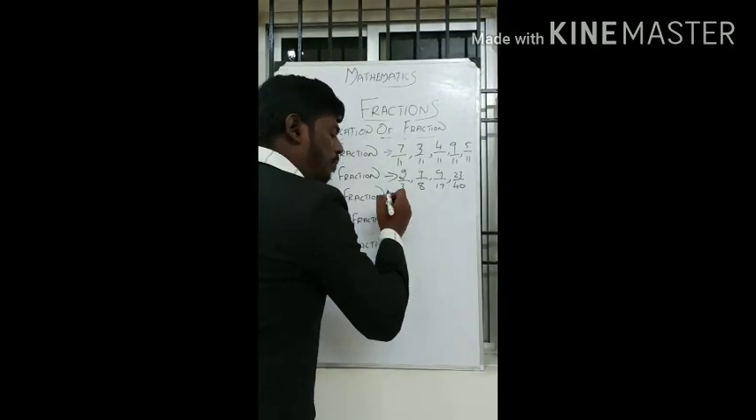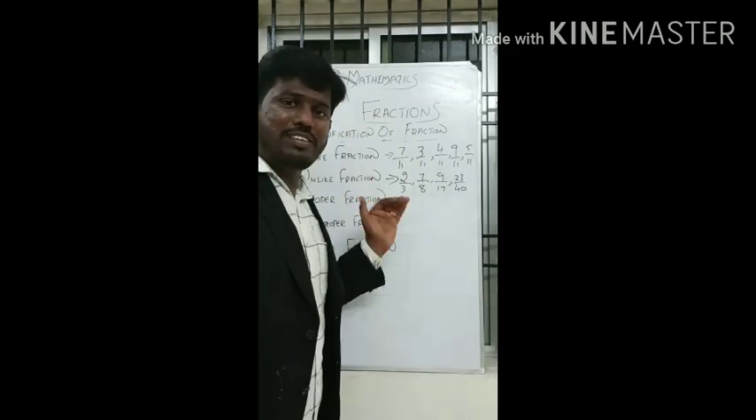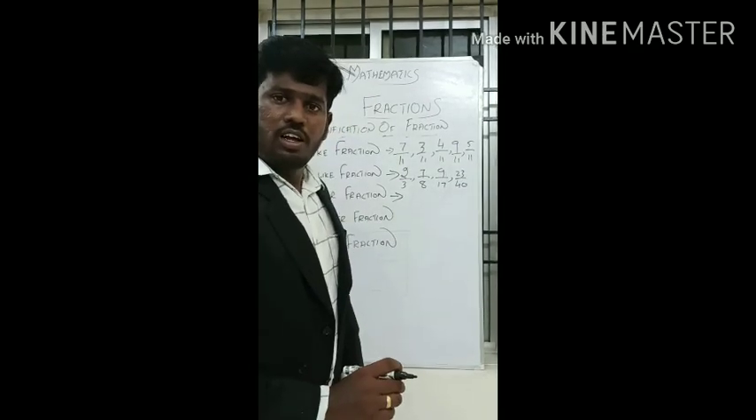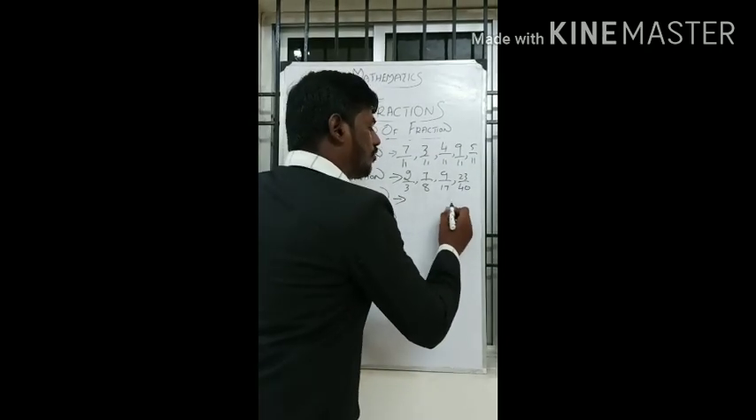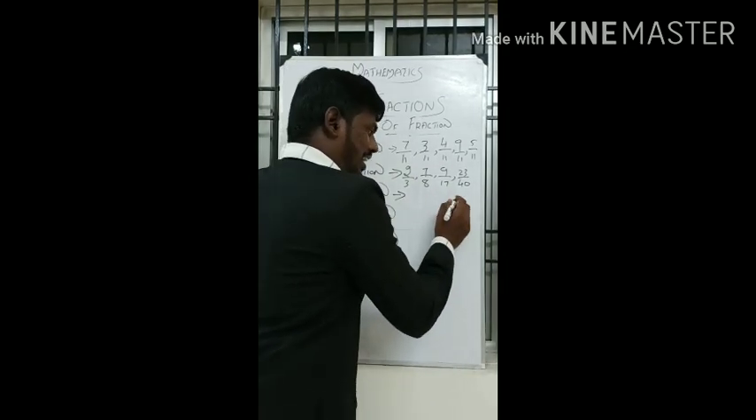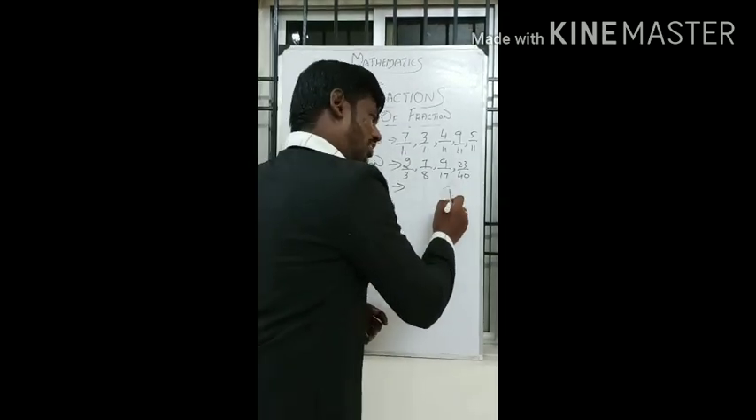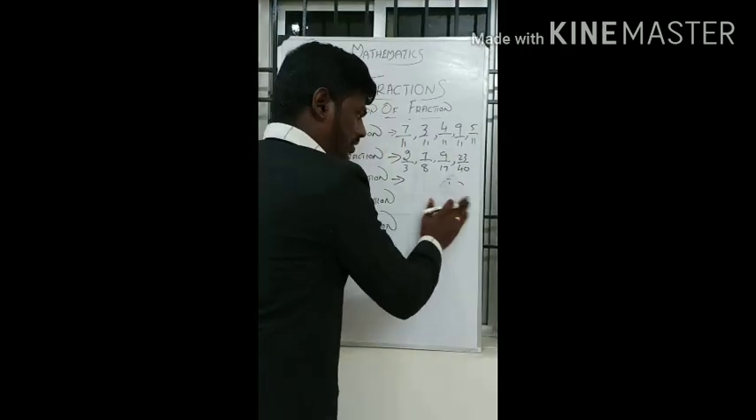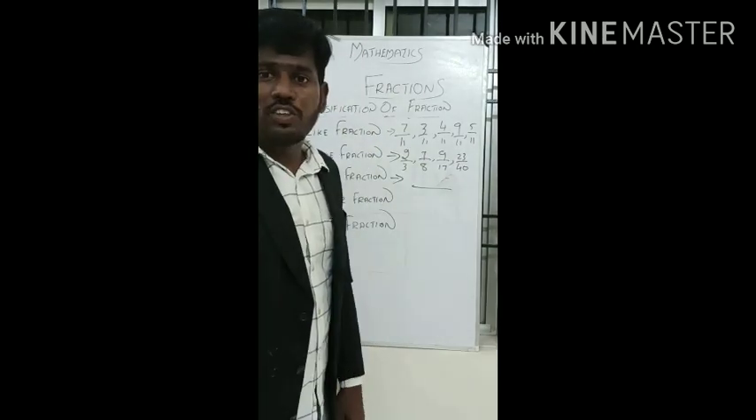Then proper fraction. Before I make you understand this easily, if you are writing a test for 10 marks, how will your teacher give the mark to you? Out of 10, 5. Out of 10, 8. Out of 10, 9. Even sometimes our students get 0, 1. Even sometimes 10 out of 10 also. So what I am going to teach you is, when the denominator is bigger and the numerator is smaller, then it is called a proper fraction.